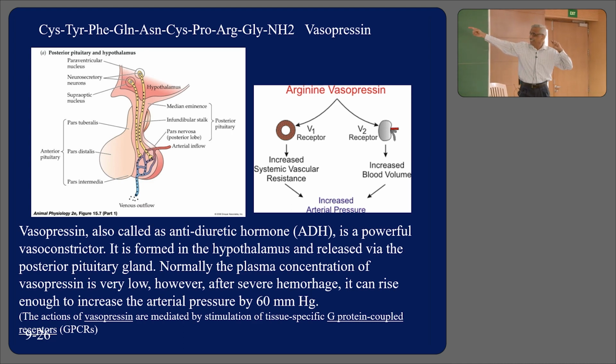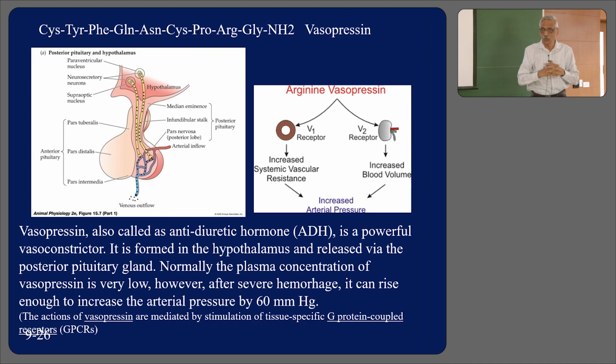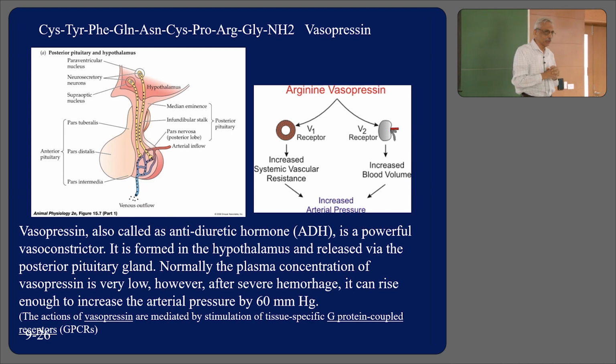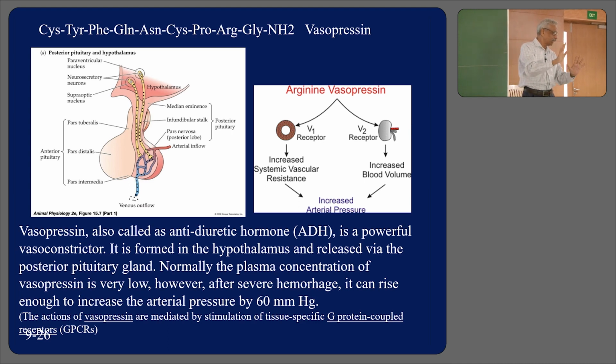What is written there? V1 receptor. Where will I find it? Now, I go to the kidney, in the kidney I go to the nephron, in the nephron I go to the collecting tubule. If you remember, fine, otherwise I will go to the collecting tubule and take a cell from there.